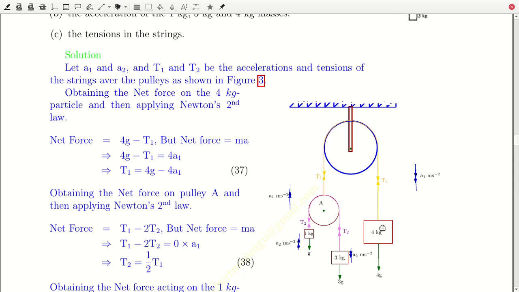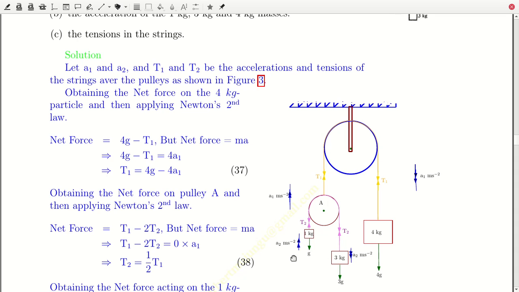So again, now we put all the necessary forces on this particle. On the 4 kilogram particle, we shall have our weight 4g and the tension T1 acting on the particle. Then here on this pulley, the pulley is being lifted by this string with the tension of T1, and it has another string with the tension of T2 passing over it. On one side we have our 3 kilogram mass, and on the other side the 1 kilogram mass.